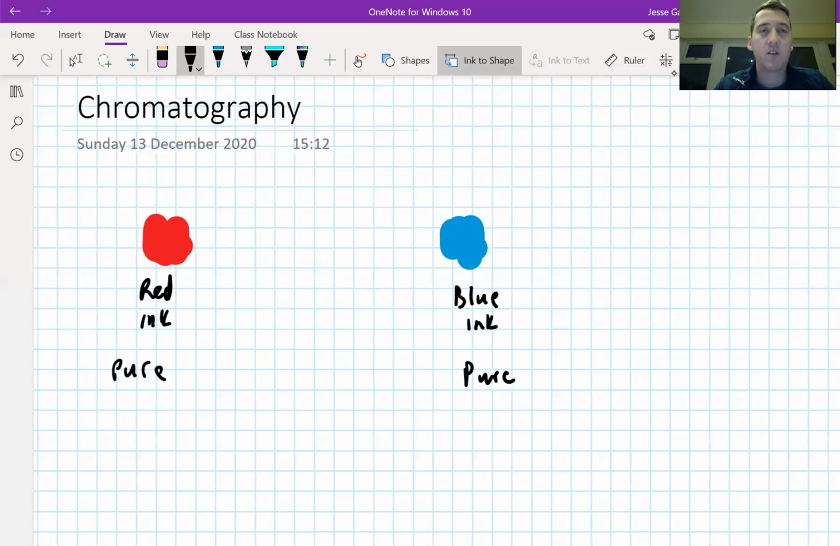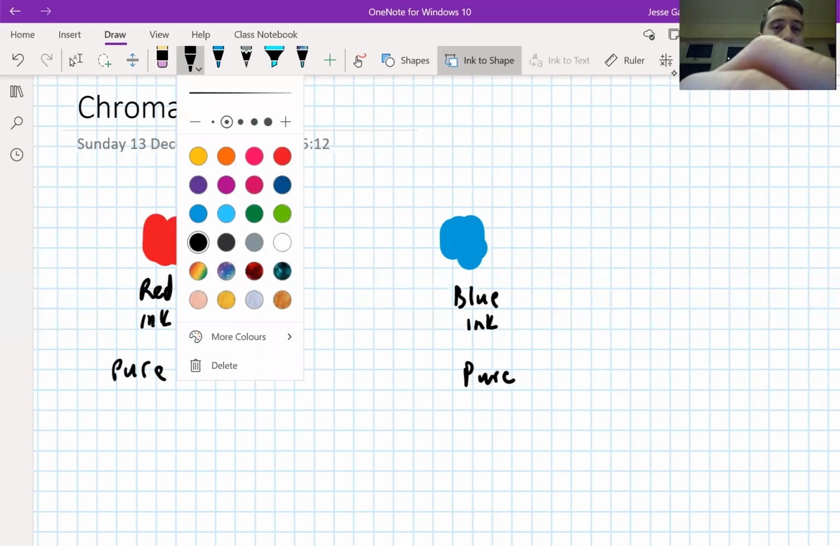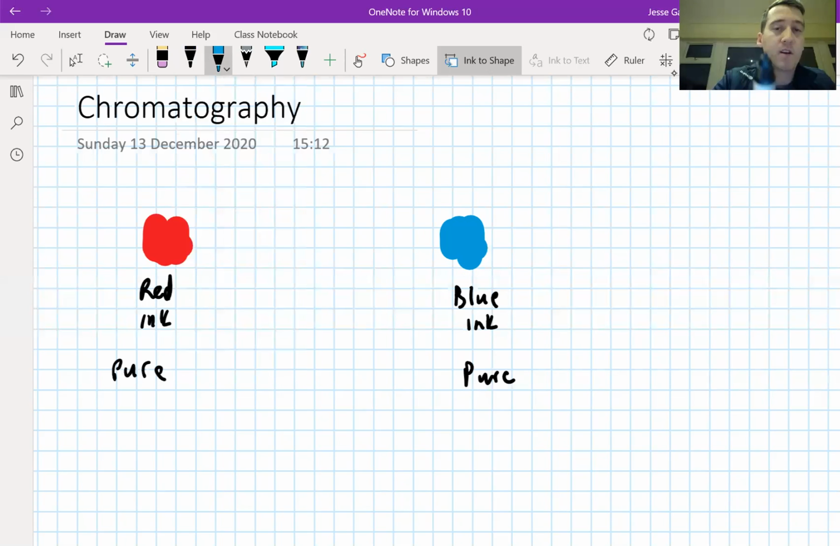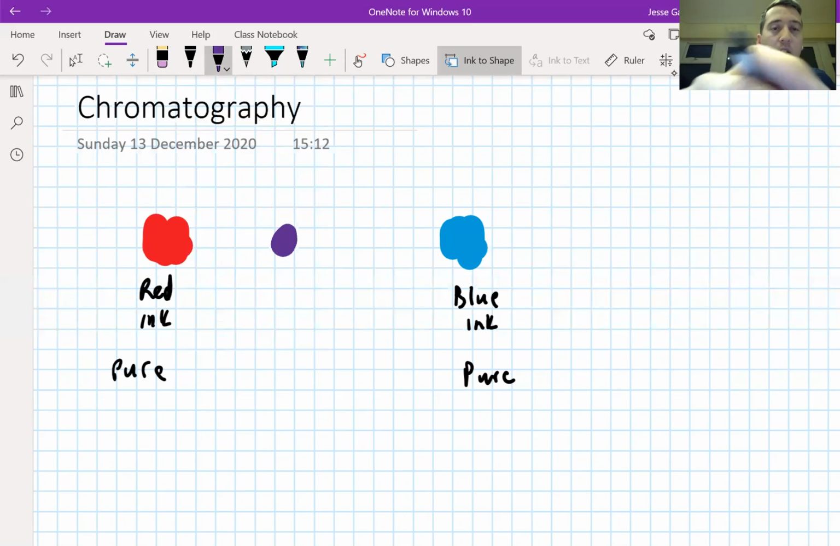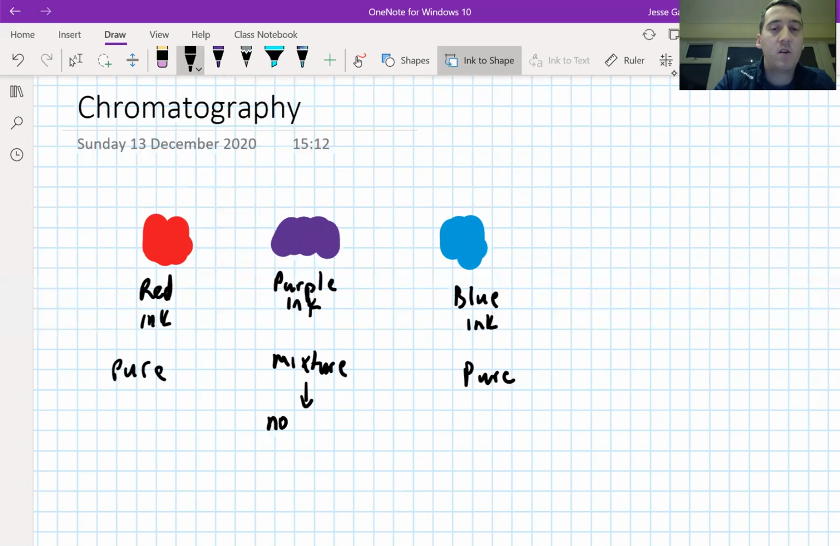You can't mix together different colors to get red. Blue is the same. It is a pure ink. There are no other colors in there. It's just blue ink. These are pure substances. But if we were to take them and mix them together, then we would make it a mixture because we would not only have one ink anymore. And that mixture would have a purple color. So this is purple ink. And purple ink is what we call a mixture. And that means that it is not pure.